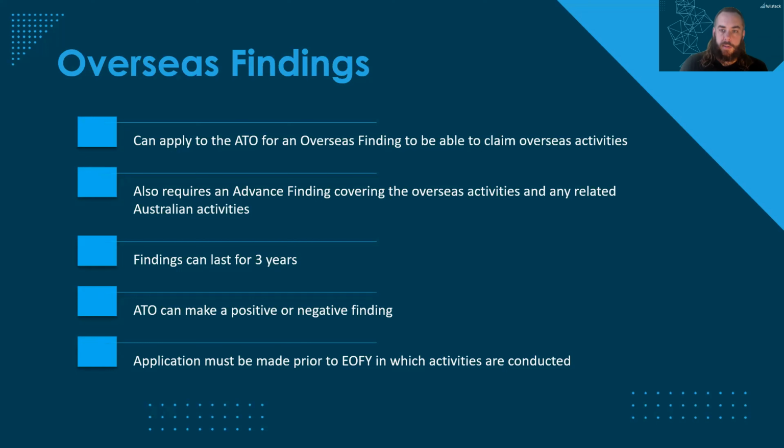An overseas finding can last for up to 3 years, but there are mechanisms to roll those over without having to go through that full process again. There is always a risk that when applying to the ATO, they can make a negative finding. So keep that in mind. That could be on the overseas, but also your Australian activities. And you must make that application prior to the end of the financial year in which those activities are conducted.